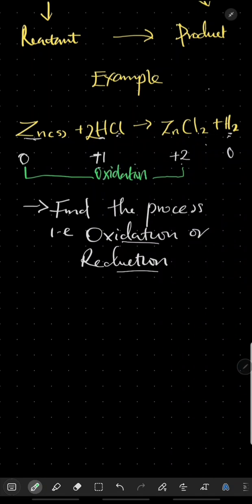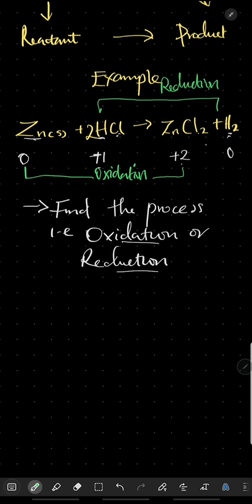So this is the number one thing you need to know: you need to know the process. Now automatically, if one is undergoing oxidation, then the other one will undergo reduction. So take note of that. The other one will undergo reduction. That is how you need to know.